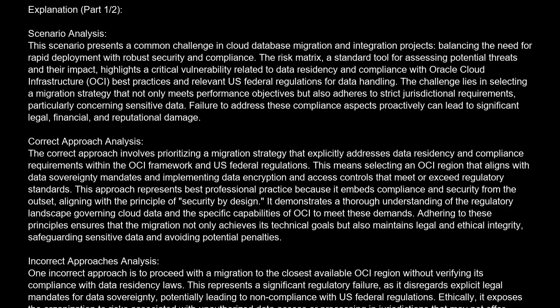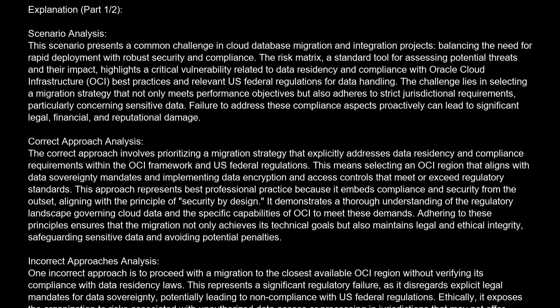The correct answer is A. Select an OCI region within the United States that has been certified for handling sensitive data and implement robust encryption and access control mechanisms compliant with U.S. federal regulations. Explanation. Scenario analysis.